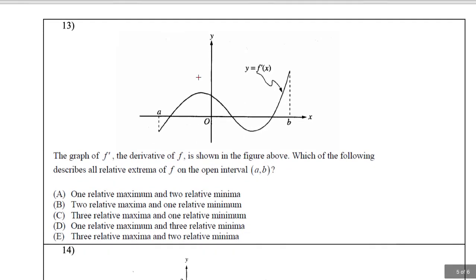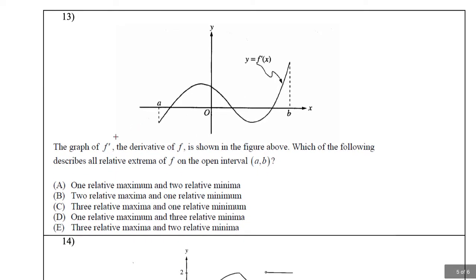On to number 13. So we have the graph of f prime, the derivative, shown above. So this is a graph of f prime. Which of the following describe the relative extrema? So let's just go ahead and not even look at the multiple choice answers and just analyze this graph. So the definition, well, they're talking about maximum and minimum, obviously. So let's define only those two.